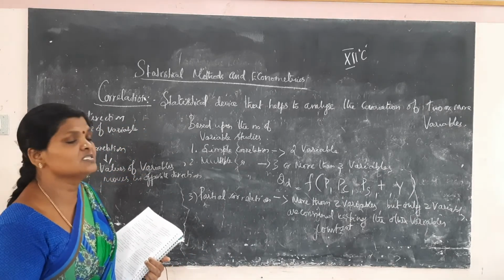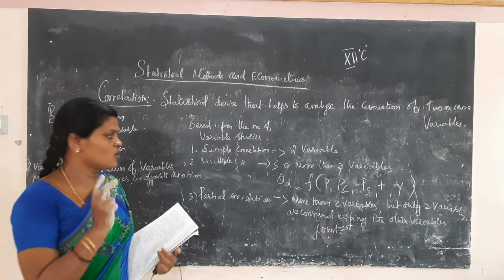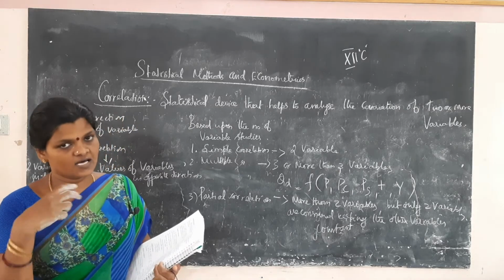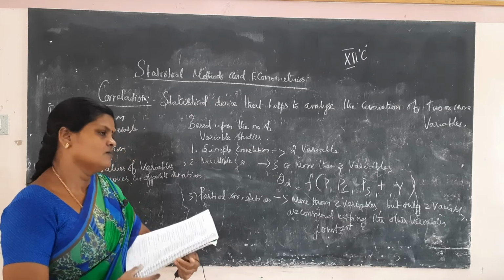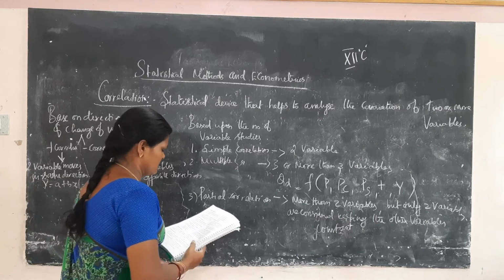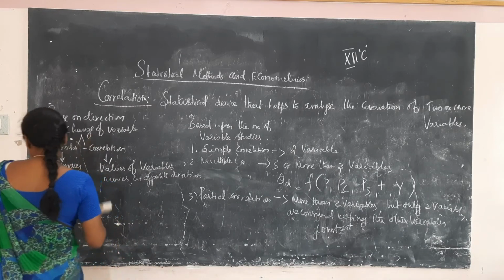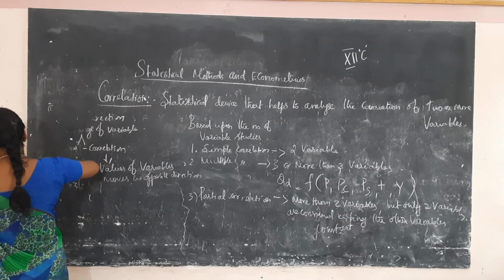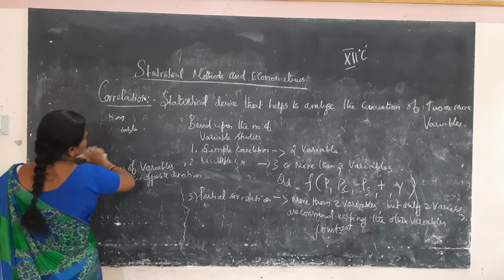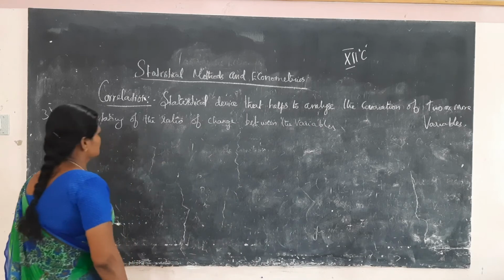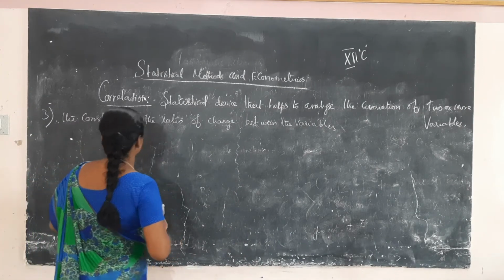Partial correlation means more than two variables, but only two variables are considered, keeping the other variables constant. What do we call that? Partial correlation. Next, the last one is based on constancy of the ratio of change between the variables. Here the correlation is divided into two types, that is linear and non-linear.